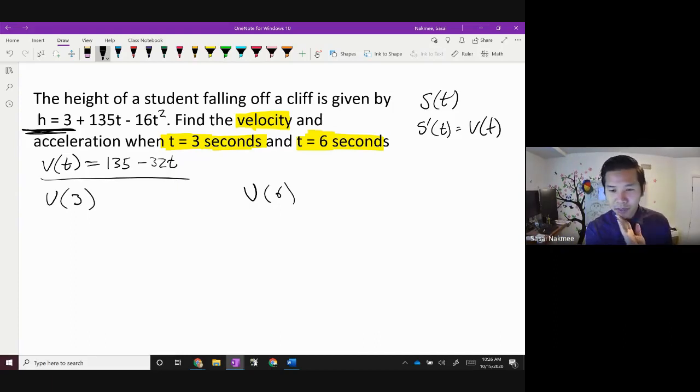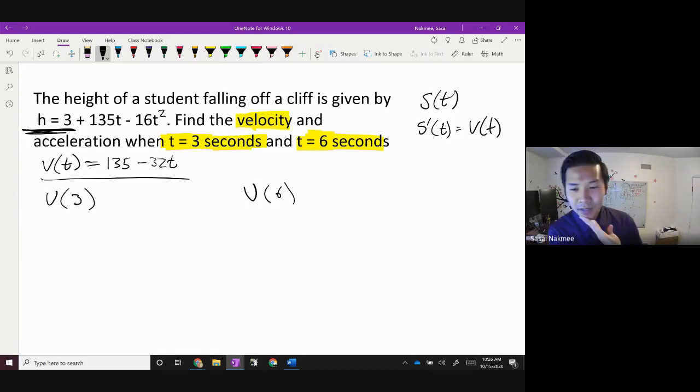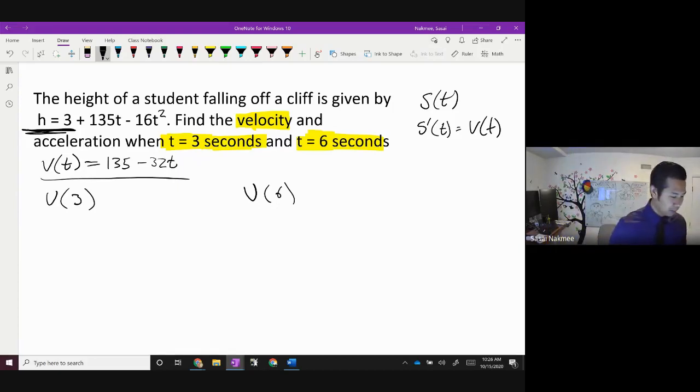Can I put the negative 32t in front? Of course, Max, you can. Please make sure, though, you include the plus 135 at the end. Make sure you have the sign there, or else it looks weird if you don't have the sign for the 135, I should say. But yeah, Max, if you want to write it like that, you can. That's perfectly fine.